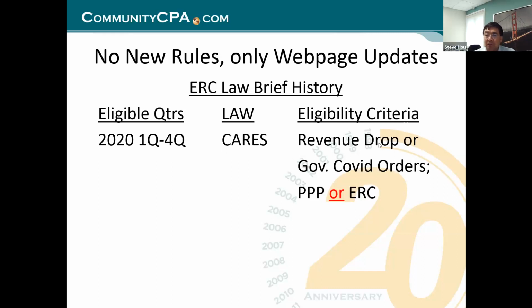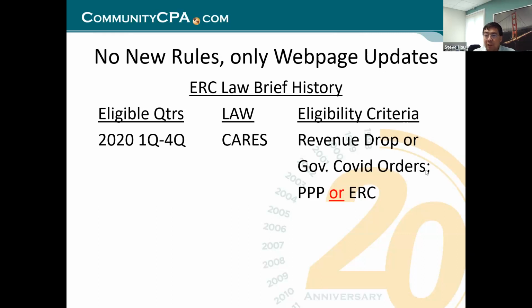Okay, so the two criteria: one is by revenue drop, and the threshold that was introduced there was 50%, or in fact, the revenue drop has to be greater than 50%. And the other criteria was the government COVID order. If there was a qualifying government COVID order, which can be federal, state, county, or local, that's a city, it doesn't matter how small a city it is.